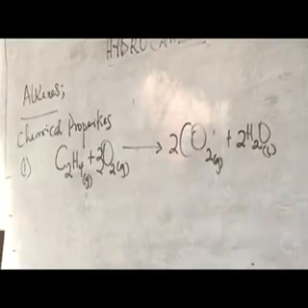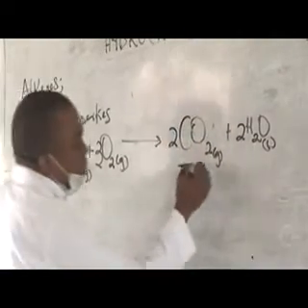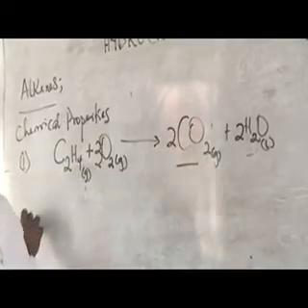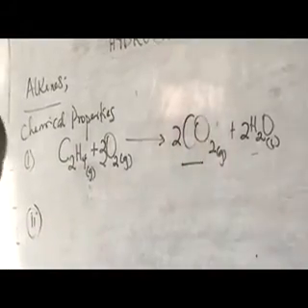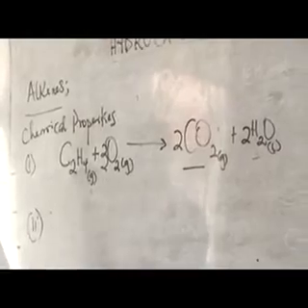And so that is the combustion reaction of ethene. It will undergo combustion to give you carbon dioxide and water. The next one we are looking at quickly is addition reaction of ethene. Please don't forget.